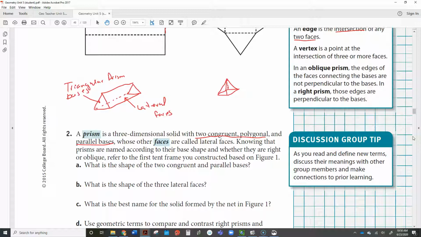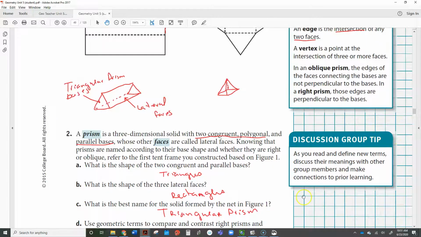So what is the shape of the two congruent and parallel bases? These are triangles. What is the shape of the three lateral faces? Those are rectangles, only because it was a right prism. What is the best name for the solid formed in net 1? So we would say this is a triangular prism.